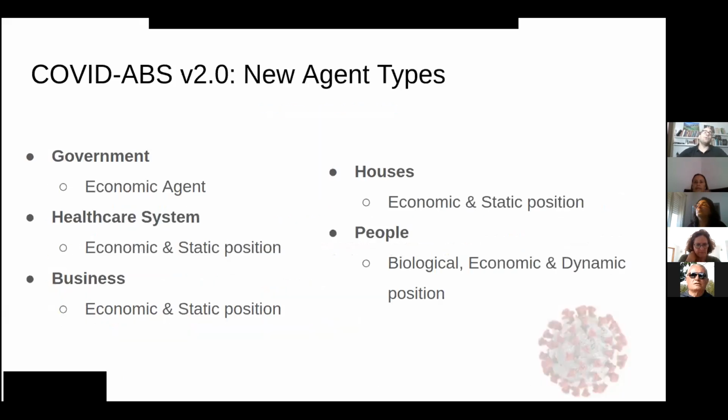So what's new in COVID-ABS 2.0? We have five kinds of agents instead of one kind of agent, like in the first version. Now we have an agent to represent the government, an agent to represent the healthcare system, an agent to represent the business, houses, and people. And each one of these agents has different actions, different internal states, and different interactions with the others.